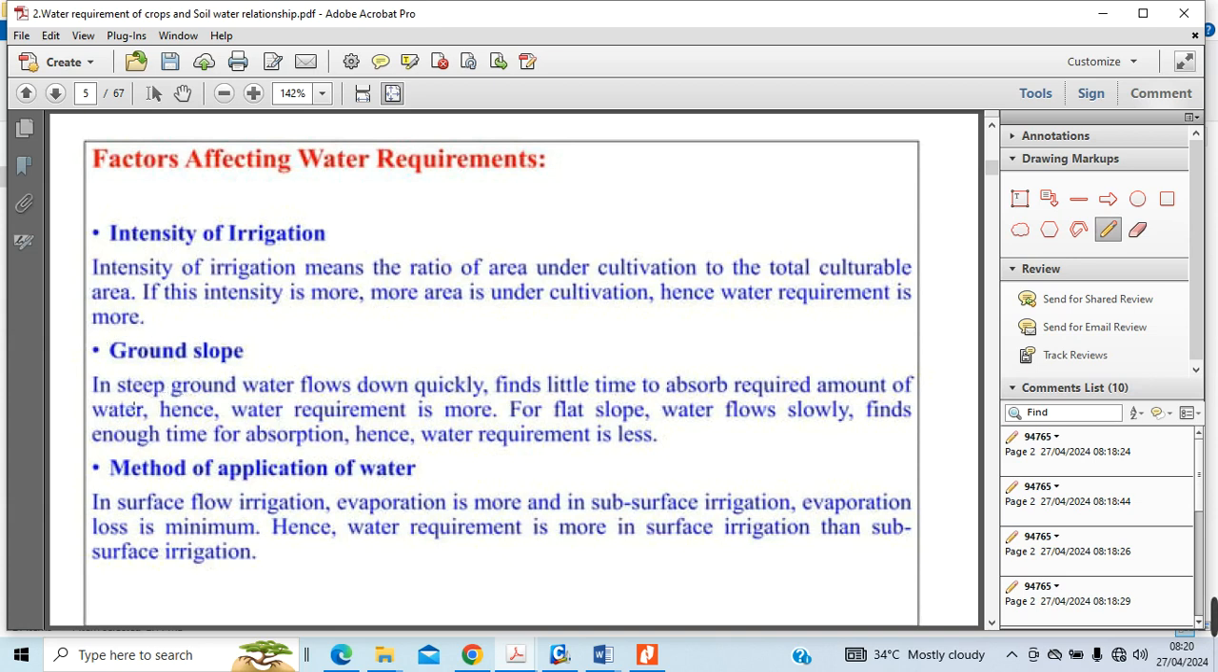Okay, ground slope also affects the water requirement. In steep ground, water flows quickly and finds little time to absorb the required amount of water, hence the water requirement is more. For a flat slope, water flows slowly and finds enough time to absorb, hence water requirement is less. Method of application of water: in surface flow irrigation, evaporation is more, and in subsurface irrigation evaporation loss is minimum. Hence the water requirement is more in surface irrigation than subsurface irrigation.